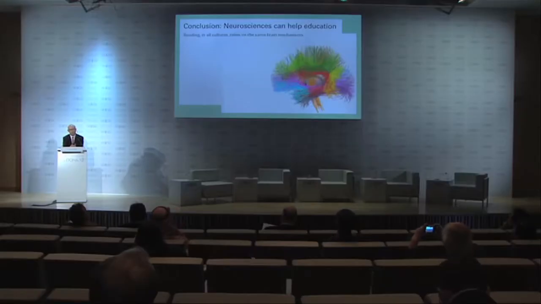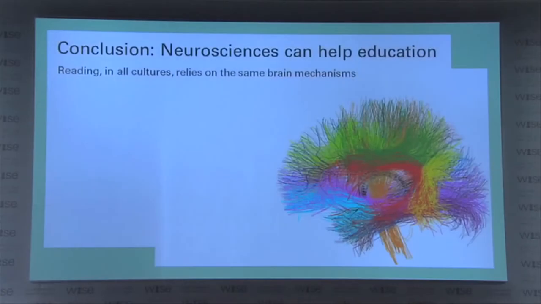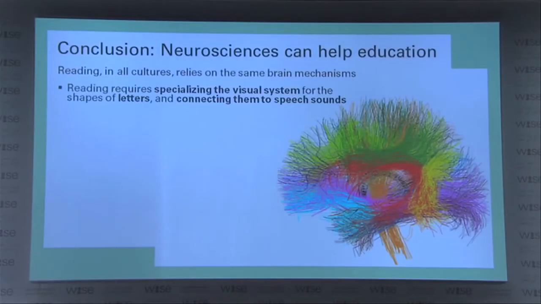We understand now a lot about reading, and we understand that in all cultures, there is not so much variability. We always have the same brain mechanisms. Reading always requires specializing the visual system for the shape of letters and connecting them to speech sounds, even in Chinese, by the way. There are no letters, but there are characters, and some of them map statistically to the sound.